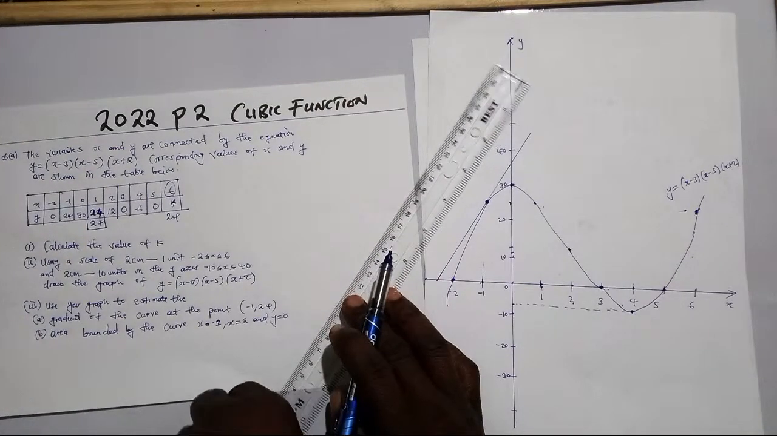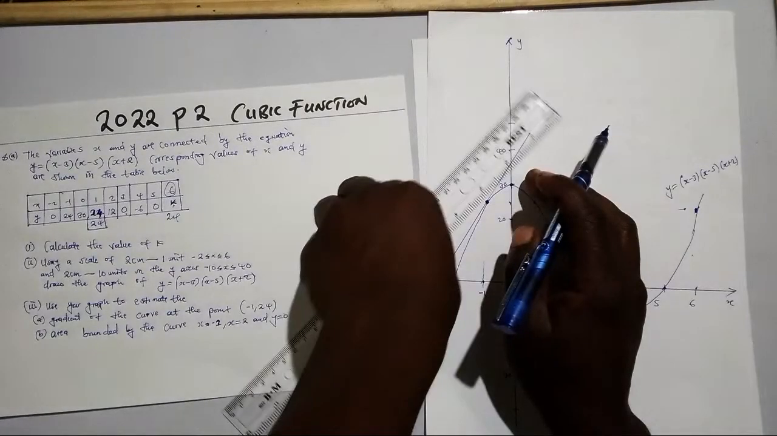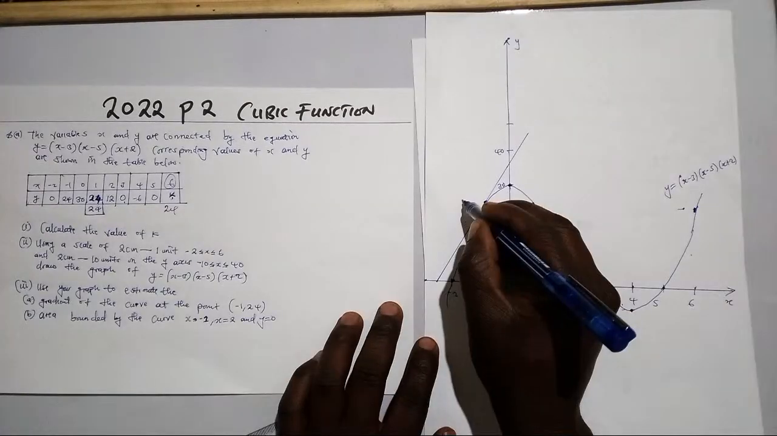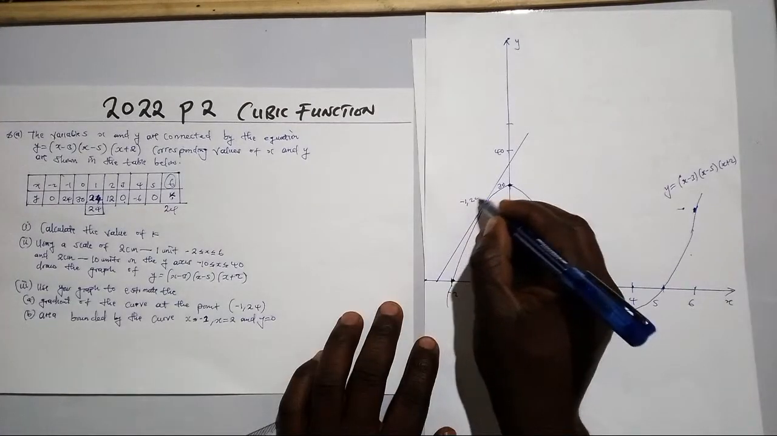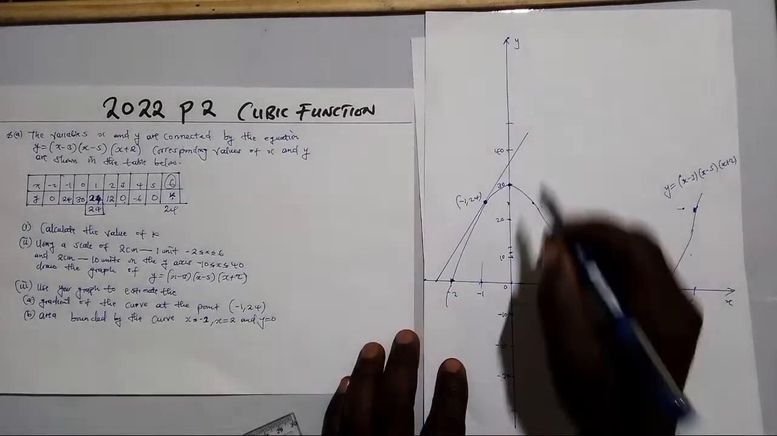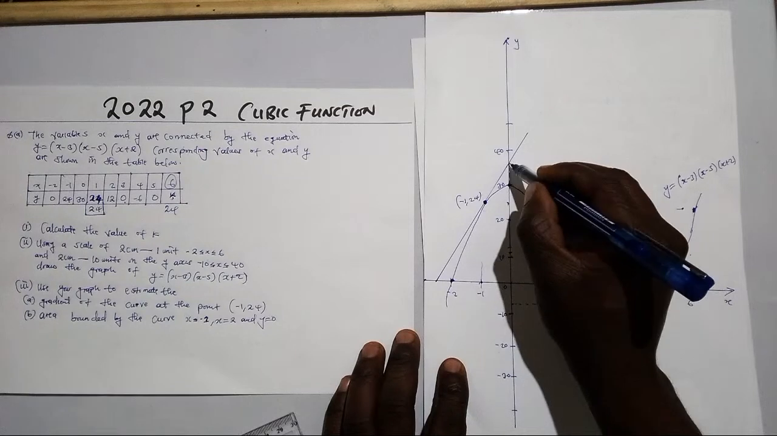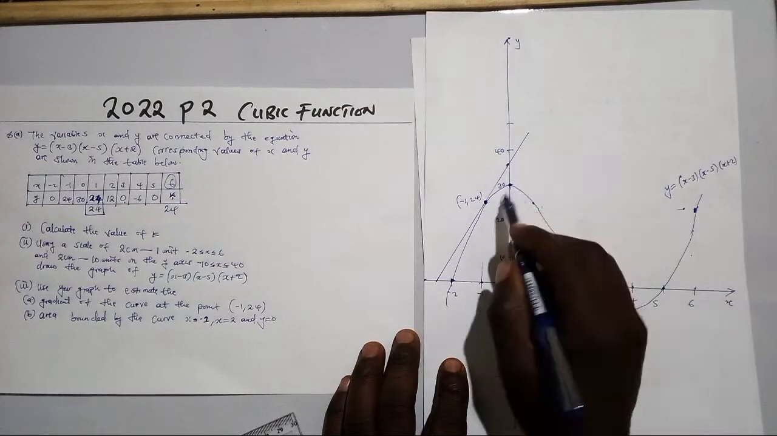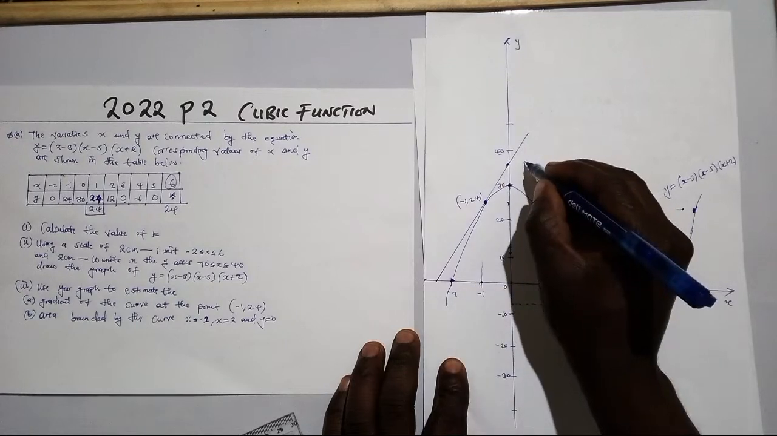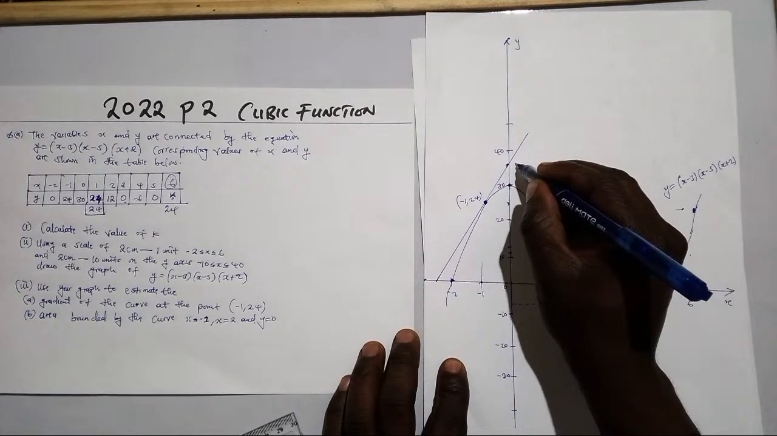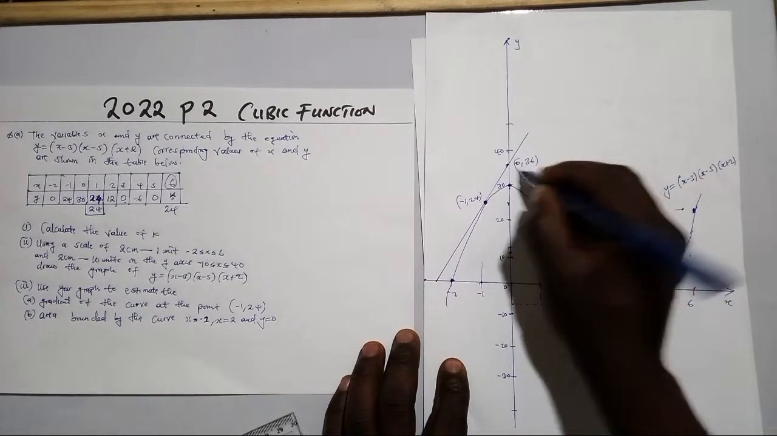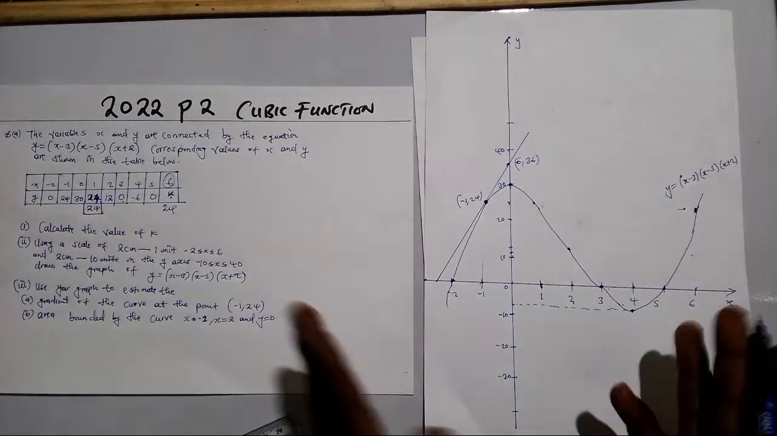So now we have -1 comma 24. Because we have to find the gradient here, we have to take another point even here. So here, this is 30. So this one can be 36. This one can be 0 comma 36. So we have to find m now. How do we find m?